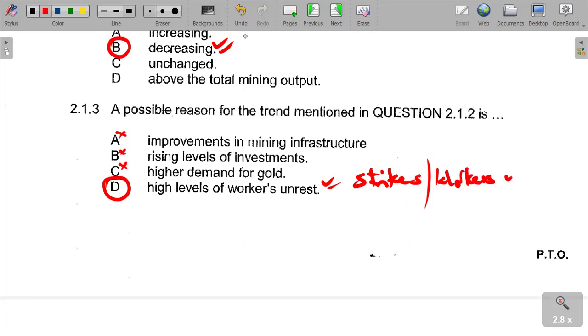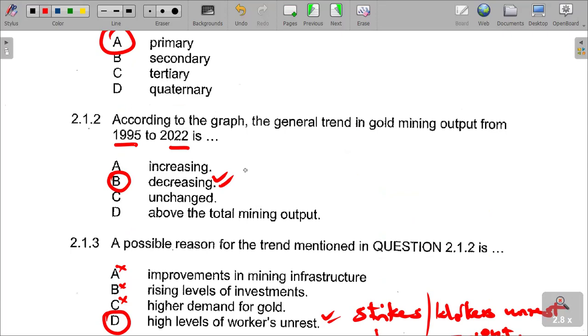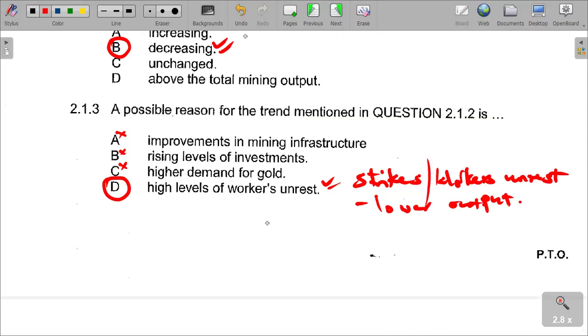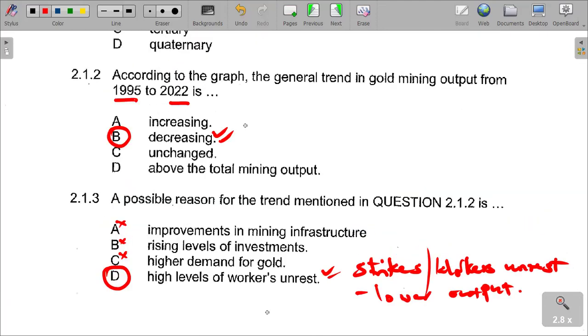Workers' unrest, what does it do? It results in lower outputs. I'm sure you've seen the Marikana. We have heard of so many other mining strikes running up and around in South Africa, where mine workers are demanding a double increase in their salaries and so forth, resulting in strikes and social unrest, which disrupts production, and therefore we have low output at the end of the day.